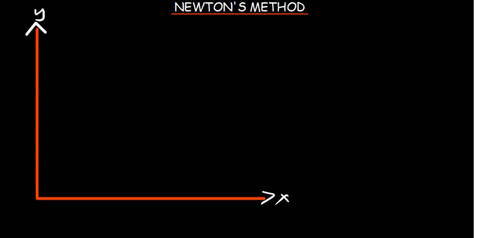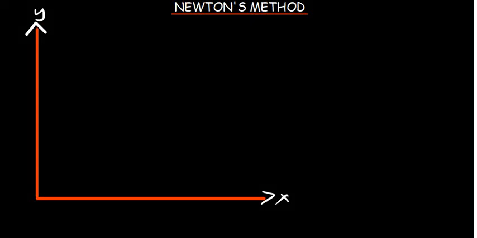Okay, so we go over Newton's method of determining the roots of a function. To help us understand, let's say we have a graph. This is our graph, something like that, curving upwards. This is the way it's going to work.